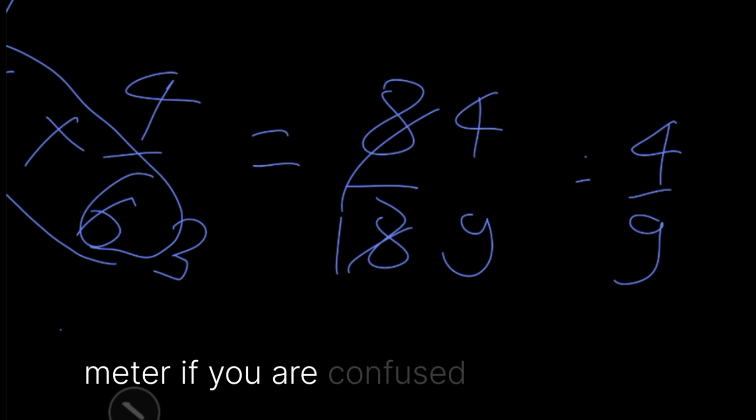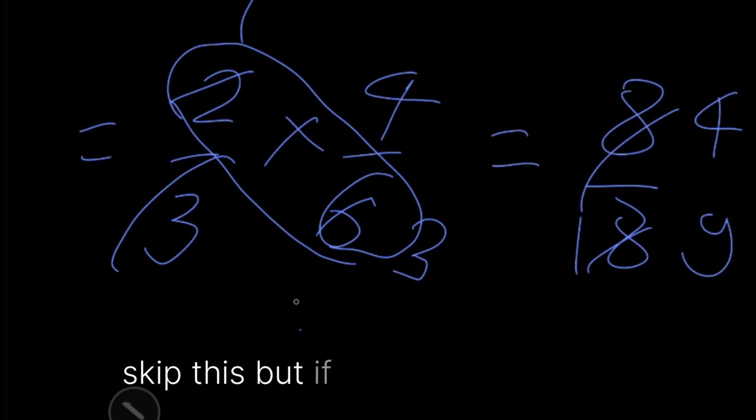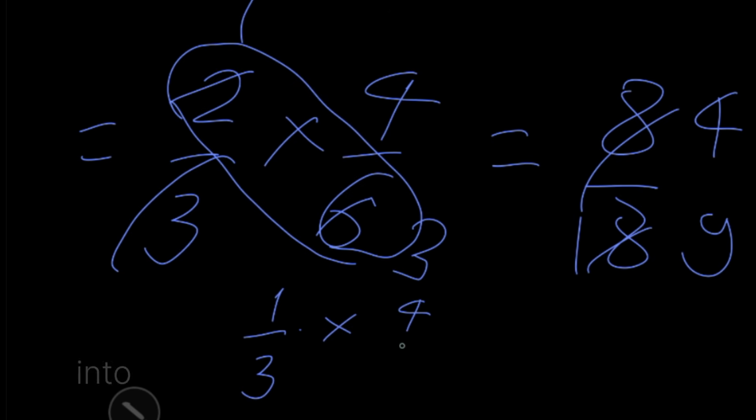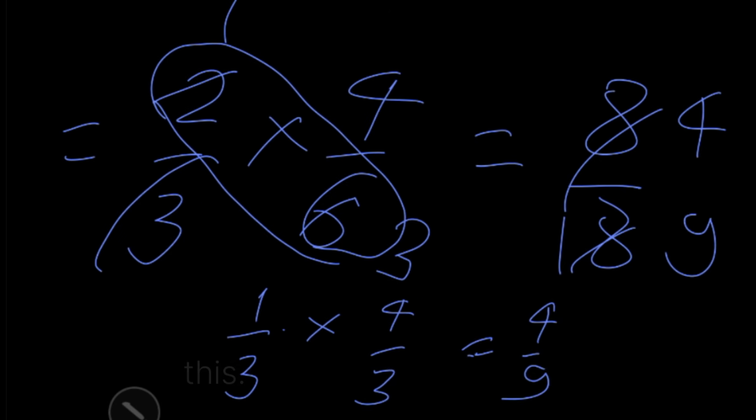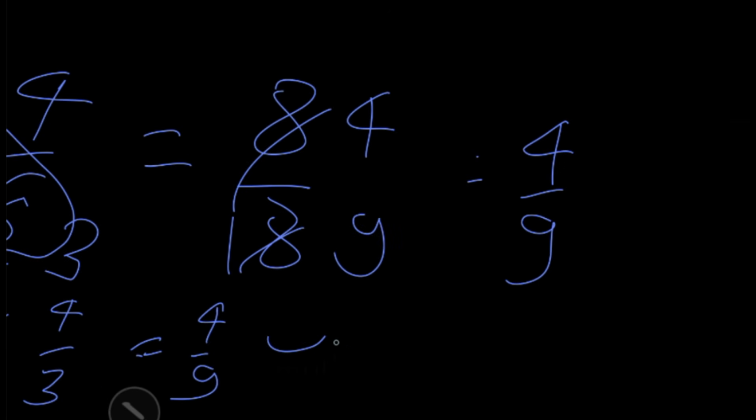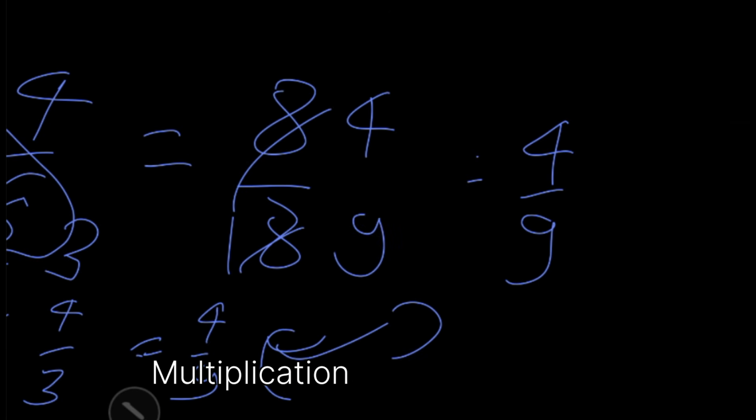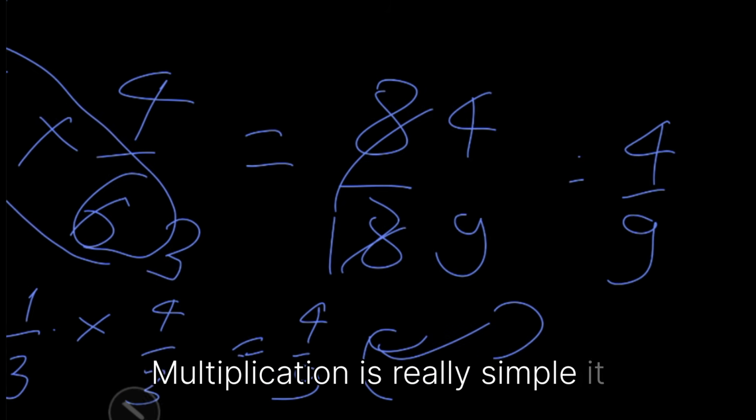If you are confused, be sure to skip this, but if you want to make it easier, you can also try this. So 1 by 3 into 4 by 3, the numerators are the same, 4 by 9, which is the same answer as this. Hope you understand the multiplication.